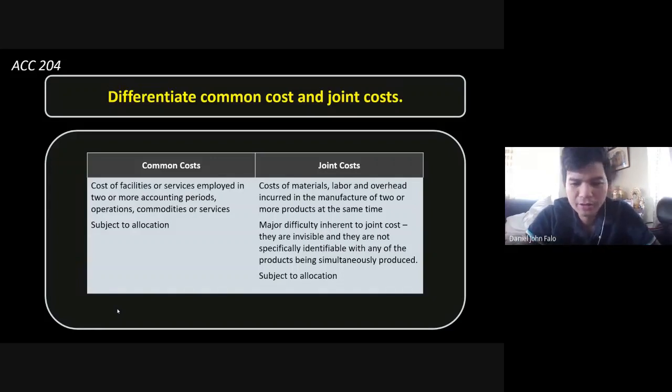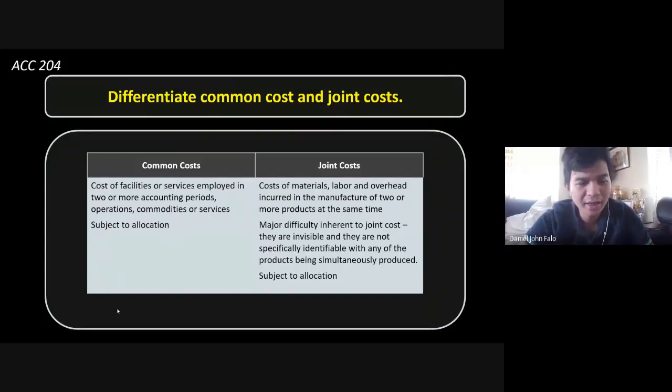Example ng joint cost is kunyari, nag-acquire ka ng raw materials for wood. And then you're expected to manufacture furnitures like tables, cabinets, chairs, and other wood products. Pag binili mo yung malaking tabla, isa lang naman yun, di ba? And then you incur as one direct materials. Pero there are several products that can be produced with one raw materials. So that is joint cost.